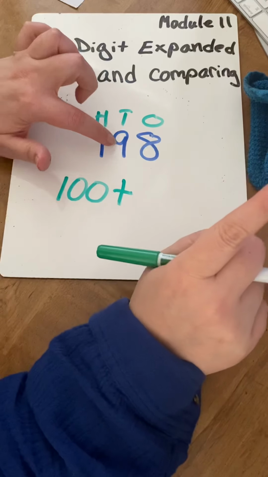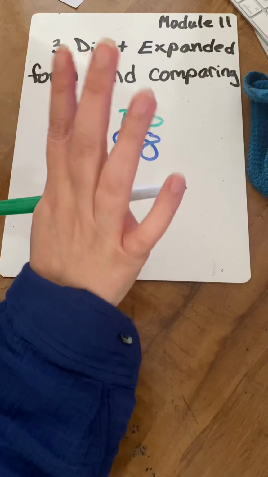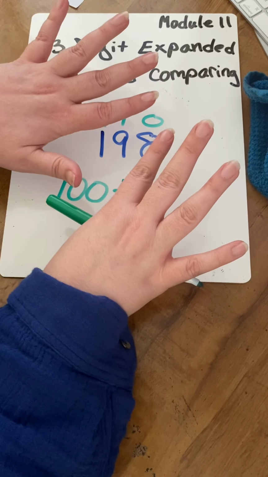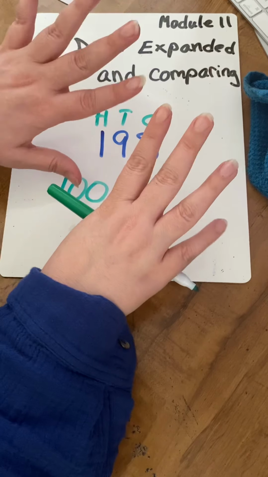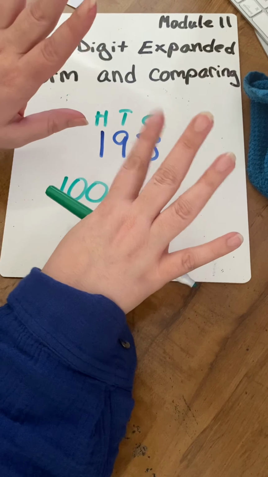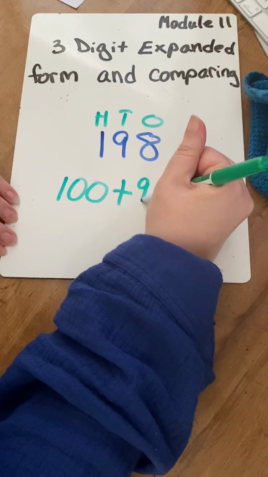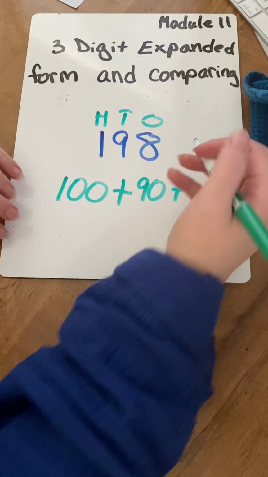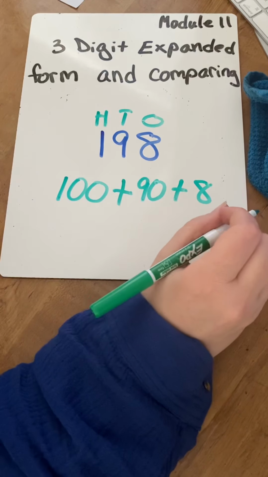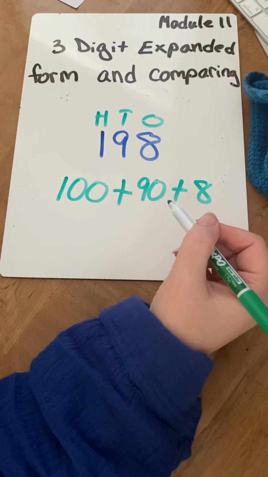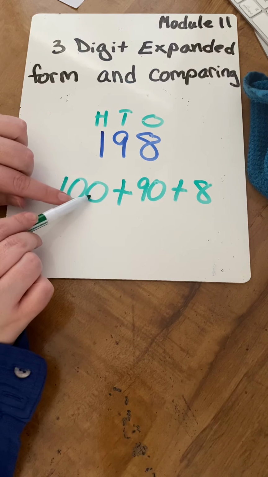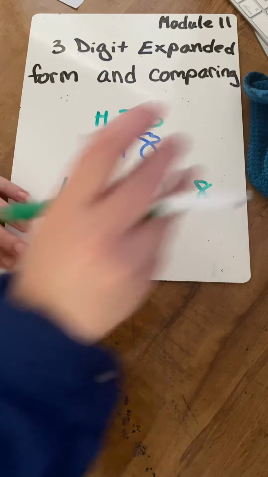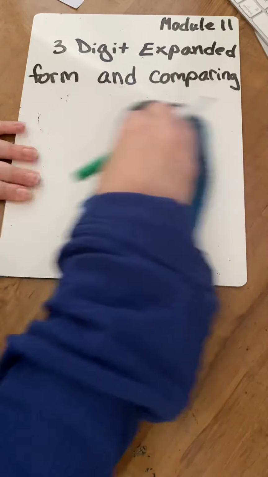This is not just 9, it's 9 tens. That means I have 9 10 sticks. And if I count by tens, because each of them have 10, 10, 20, 30, 40, 50, 60, 70, 80, 90 plus 8 ones. That's just 8 one cubes. Let's check. Did I write it the way it sounds? 198. Yep, we did it. All right, let's write another one.